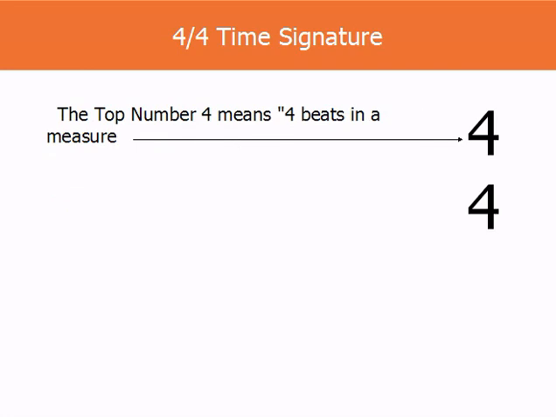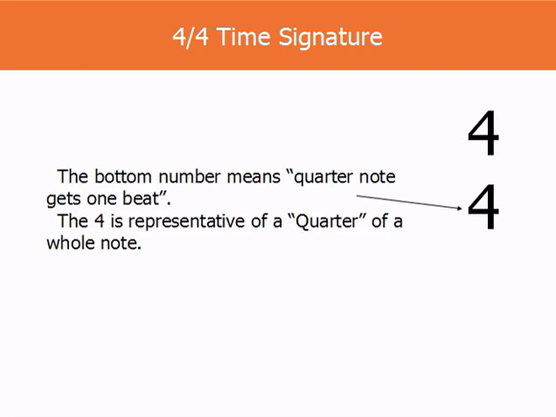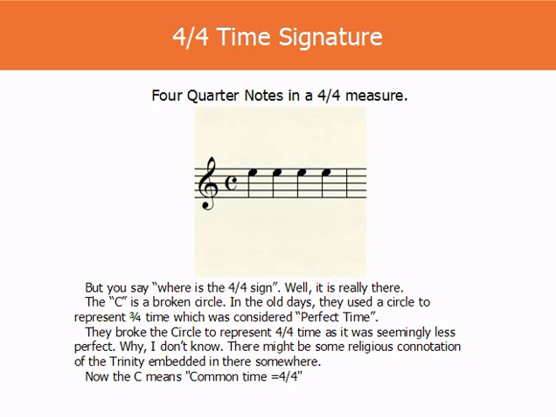So the top number 4 means 4 beats in a measure. The bottom number means quarter note gets 1 beat. The 4 is representative of a quarter of a whole note. 4 quarter notes in a 4-4 measure.